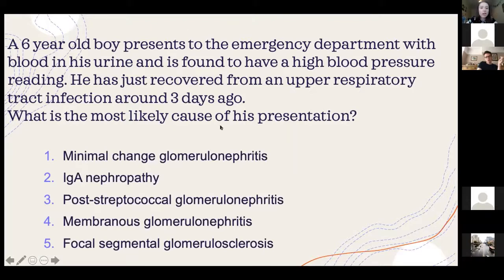So a 6-year-old boy presents to the emergency department with blood in his urine. He has a high blood pressure. And he's just recovered from an upper respiratory tract infection around 3 days ago. What is the most likely cause of his presentation? So if you have a think and want to write down your answers, put them in the chat. We'll go through them after I've done each of the questions.